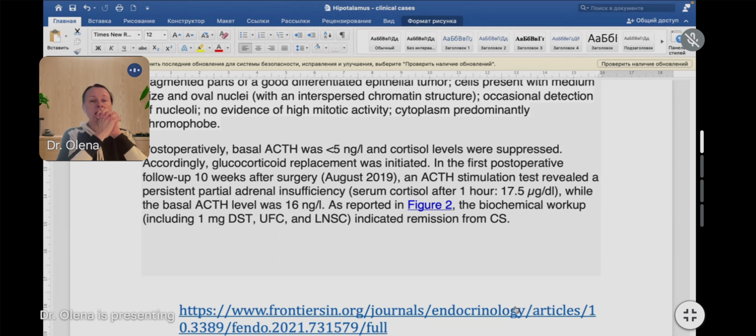The patient was recommended surgical treatment, and after surgical treatment, basal ACTH was less than 5 nanogram per liter, and cortisol levels were suppressed. And in this clinical case, you see two variants of disease. First, the patient had Cushing syndrome due to adrenal adenoma, and after 5 years, the patient developed Cushing disease with microadenoma of the adenohypophysis and appearance of ACTH-dependent hypercorticism and Cushing disease.